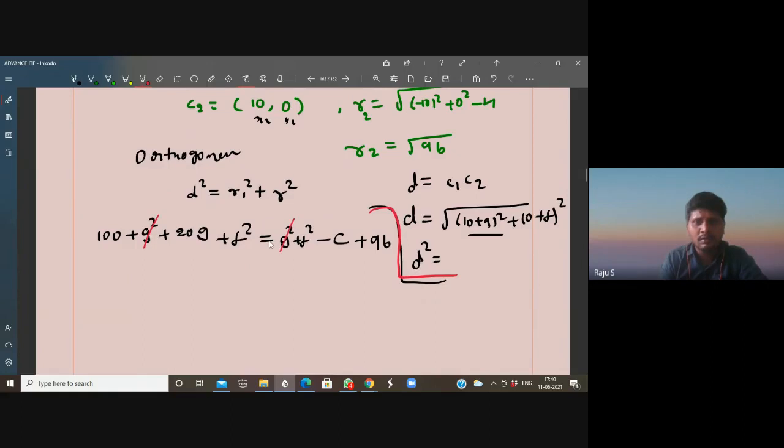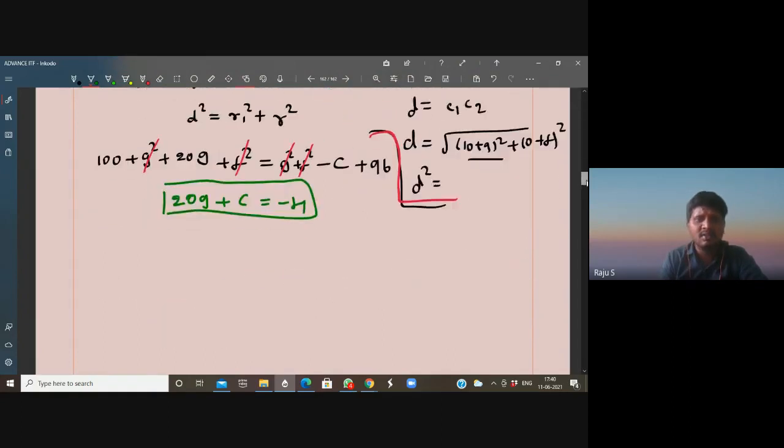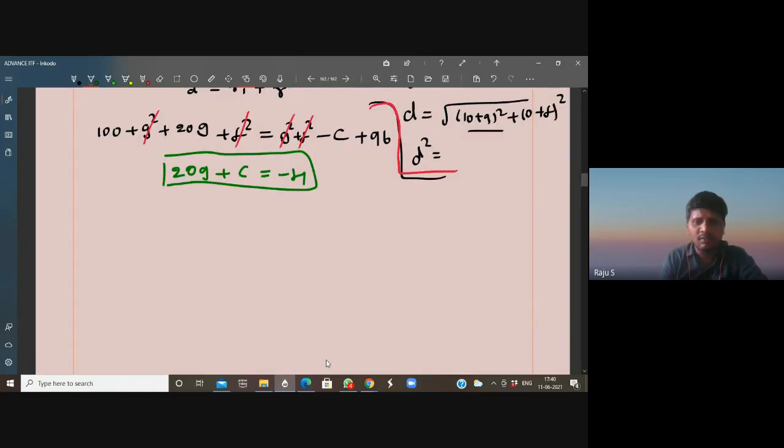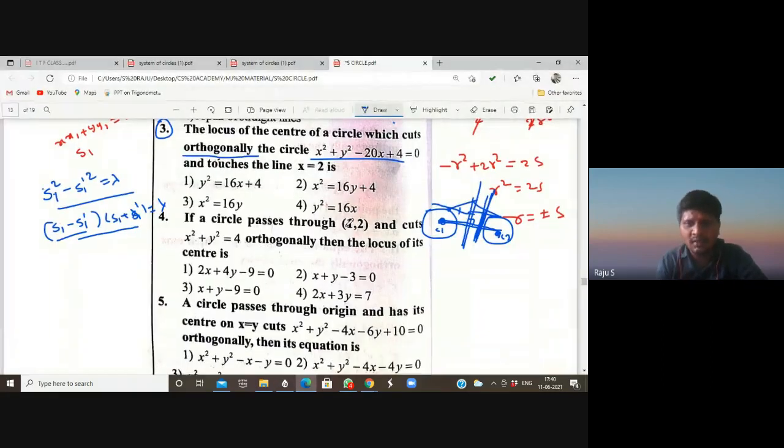G square and f square get cancelled. Students, what is the remaining value here? 20g minus c on the left side, plus c is equal to minus 4, and 100 you can take to the right side, minus 100. This equation we got. Next, but here c is there and we don't want it. For that, what to do? Is there another condition given?